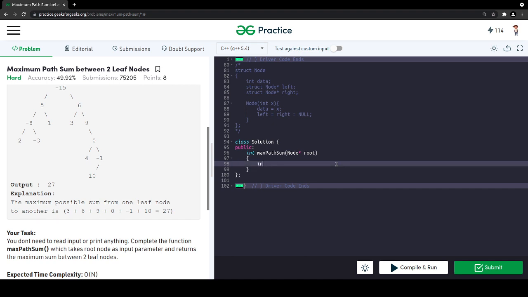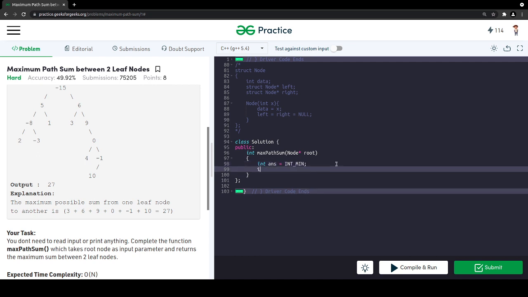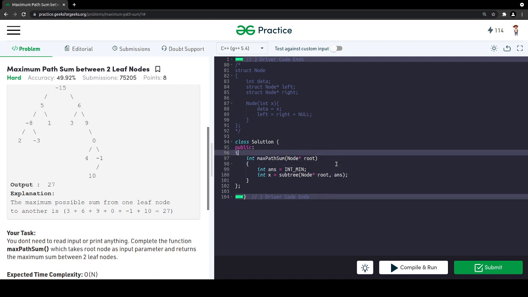So initially, my answer is minimum. I want the maximum answer. Now my answer is minimum, so I will create some other function which will change my answer. Okay, it will change my answer. I will be calculating the answer for subtrees now.